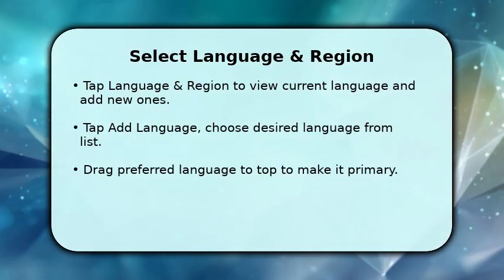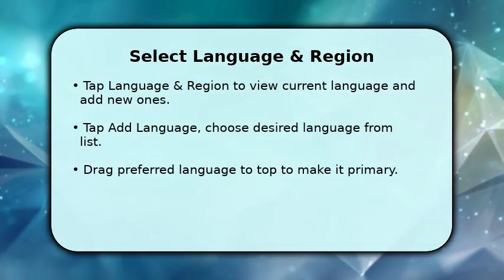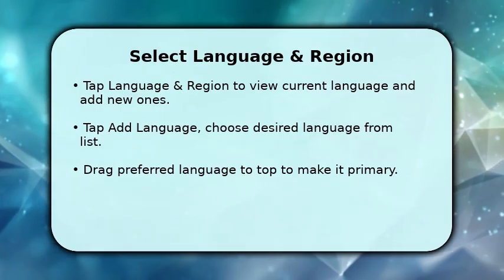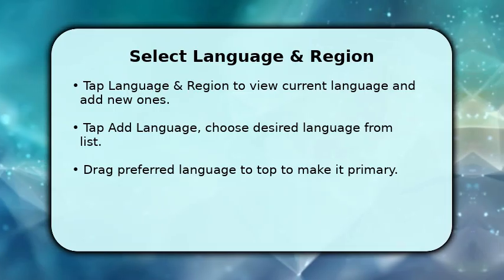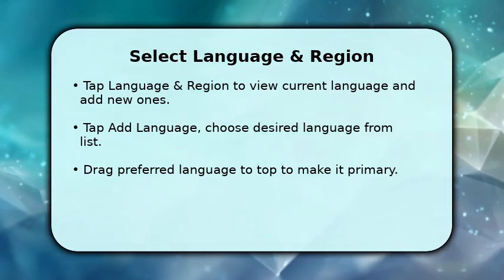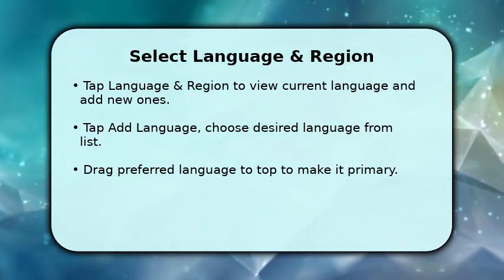Now tap Language and Region to see the current language and available choices. This area controls both language and regional formats. Tap Add Language and pick your desired language from the list. iOS downloads and prepares the change.